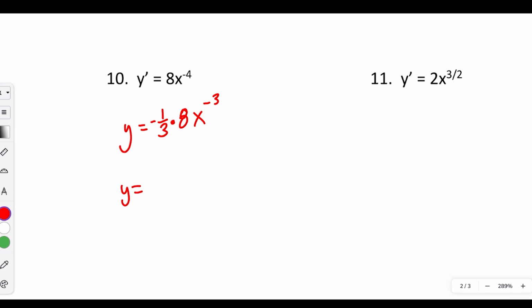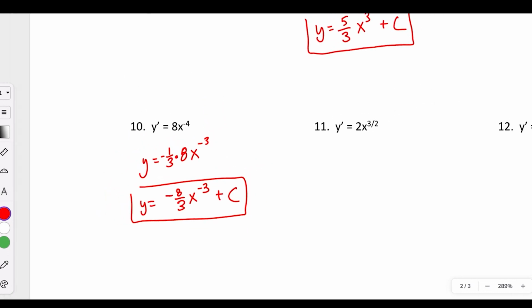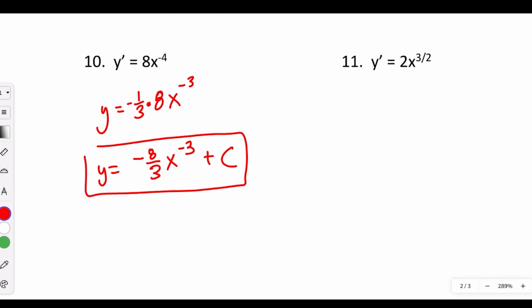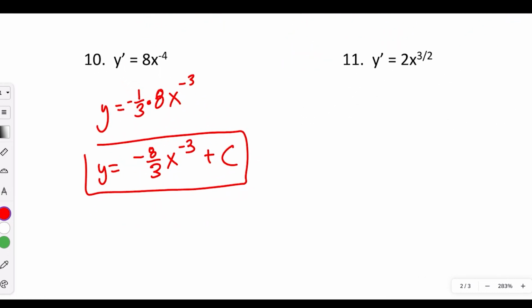All right, so this would be y equals negative 8/3 x to the negative 3rd power. Oh, hang on. Plus c. Got to remember that plus c. Did I forget it? Nope, I got them on the rest. If you forget the plus c, then you're only giving me one of the antiderivatives, and I want all of them. So you get 1 point out of infinitely many points.